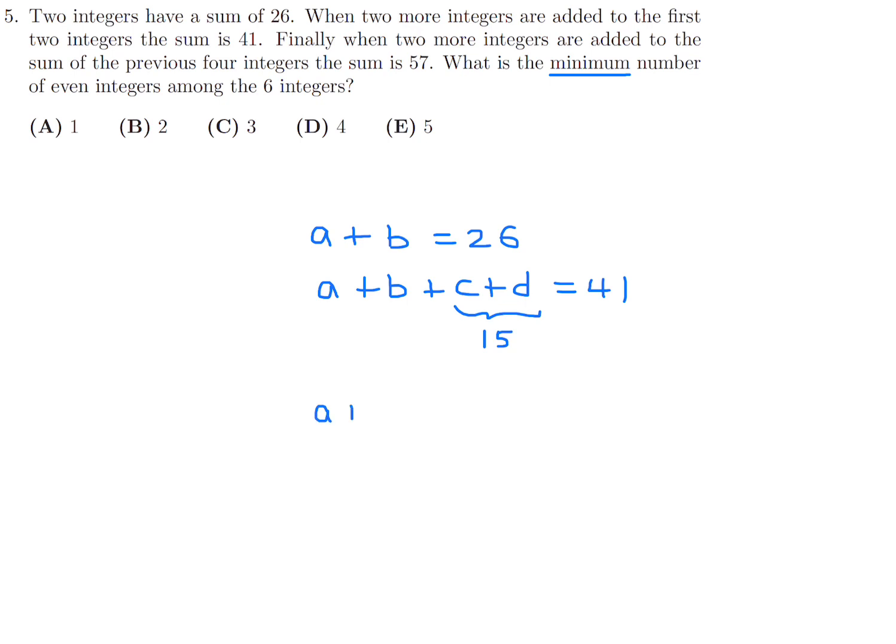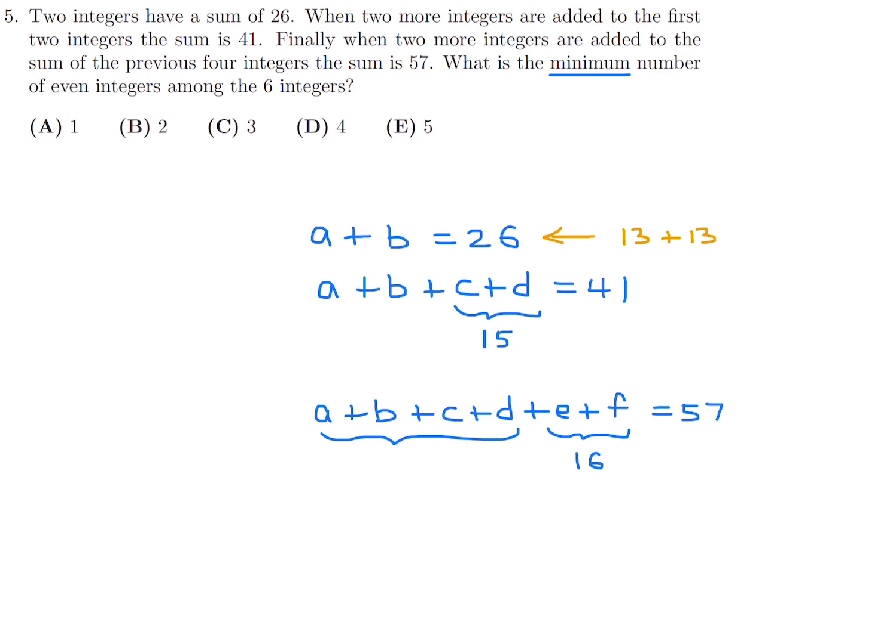And then we're taking this list and adding 2 more yet again, and that is E plus F, and that is 57. Now these 4 were 41, so that means E plus F must be 16. So now what we want to do is choose values for A, B, C, D, E, F, such that we don't choose even numbers if possible, because we want the minimum number of even numbers for those 6. Okay, well, for A and B, I think we can do it with just odd numbers, 13 plus 13, for example. So we don't choose any even there.